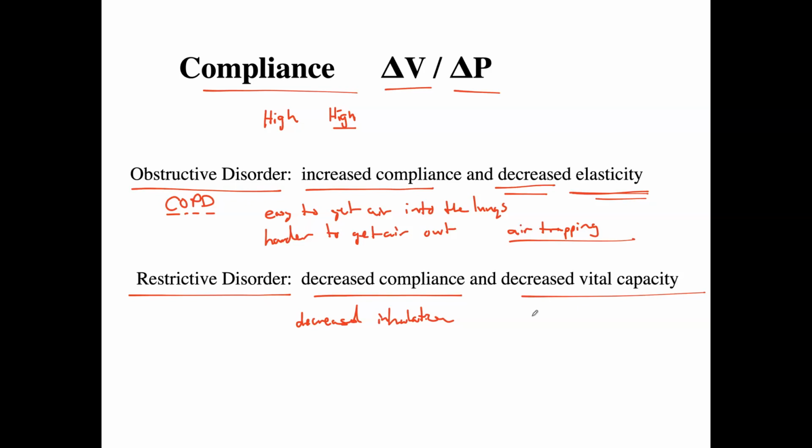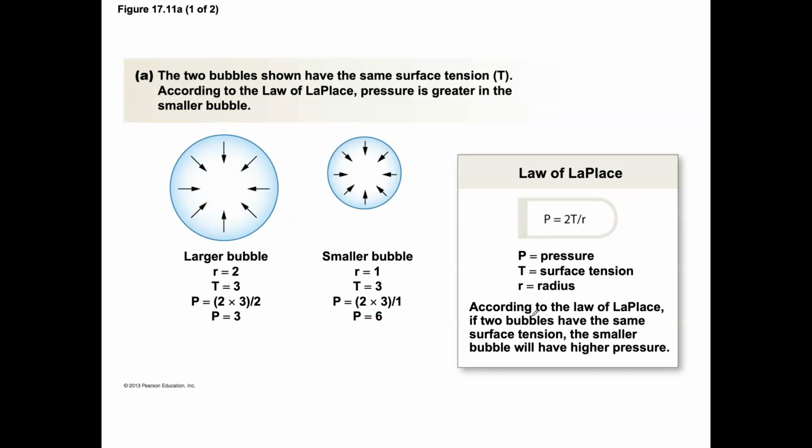Another property to consider about the respiratory system has to do with surface tension. When we talk about surface tension, we're talking about something called the law of Laplace. And the law of Laplace looks at the pressure related to surface tension. So 2T is talking about the surface tension divided by the radius. So P equals 2T divided by R.